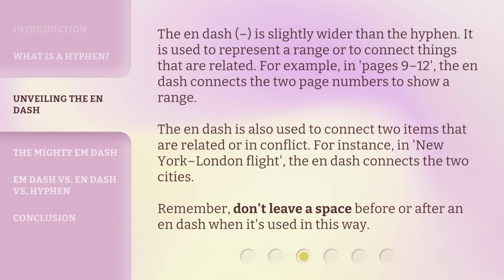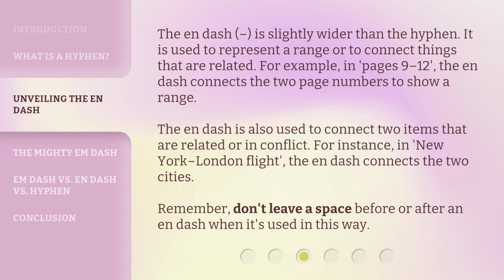The en dash is slightly wider than the hyphen. It is used to represent a range or to connect things that are related. For example, in pages 9 to 12, the en dash connects the two page numbers to show a range.